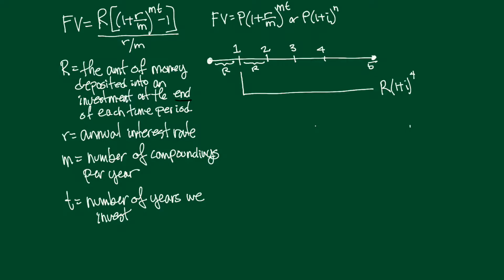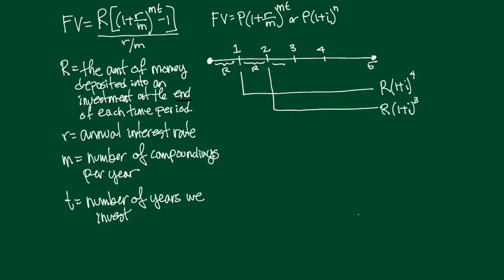Now, at the end of year 2, we put in another R dollars. That R dollars is going to get interest for 1, 2, 3 years. So how much will that R dollars be worth at the end? Let's summarize it like this: it's going to be R times 1 plus i to the 3rd.